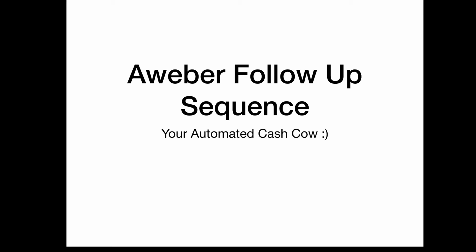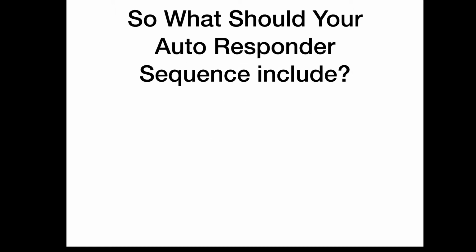This is where everything comes together. Now, the Aweber follow-up sequence is basically your automated cash cow. You feed the funnel and let this take care of the rest of the stuff for you. That's the beauty of the system. So the question is, what do you put in your Aweber follow-up sequence? What should your autoresponder sequence include?